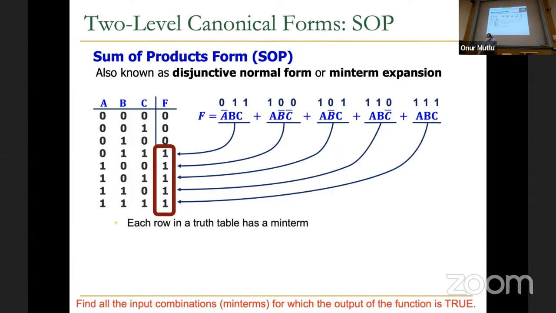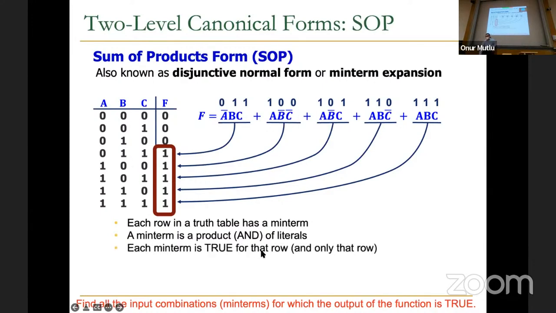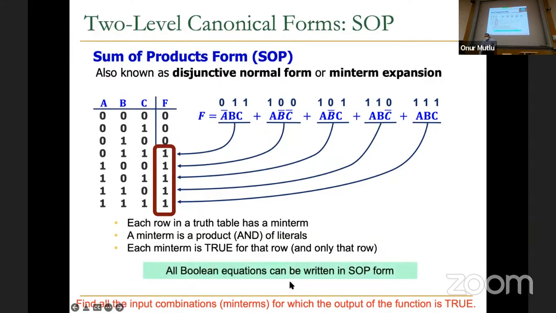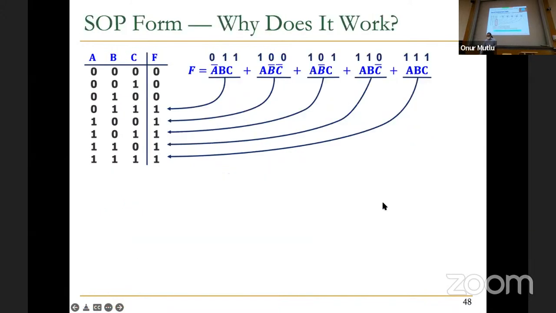Okay, good. Okay, so let's quickly go over what we did. Each row in the truth table has a minterm. There are 8 minterms over here, as you can see, for a 3 input function. If the function had 1,000 inputs, there would be 2 to the 1,000 minterms. And then a minterm is a product, an AND, of literals. We discussed literals earlier. Each minterm is true for that row, for this row basically, and only that row clearly, because this minterm is completely separate from this minterm. They describe different, let's say, expressions. And all Boolean equations can be written in this SOP form. So if this function was a bit different, it would have a different SOP or sum of products form. And that's the idea. I think we've covered it.